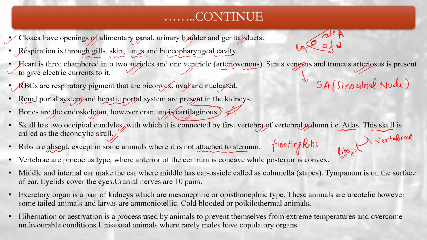This connection makes the thoracic cavity or the thoracic cage. But in case some ribs are not attached to the sternum, it means they are floating ribs, right? The vertebrae are of which type? Procoelous type, where the anterior of the centrum is concave, while the posterior is convex. Okay. So vertebrae in case of amphibians is procoelous type.